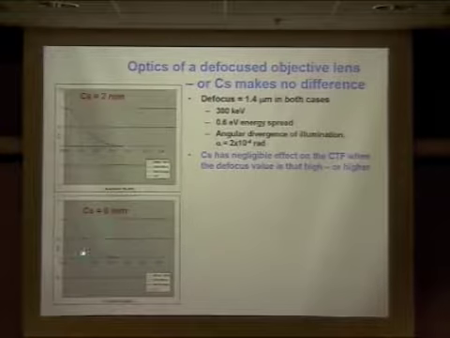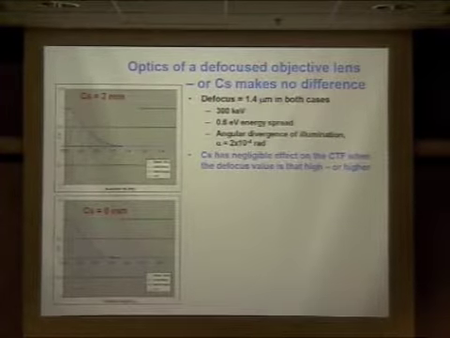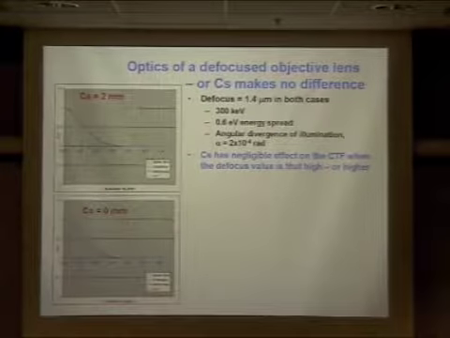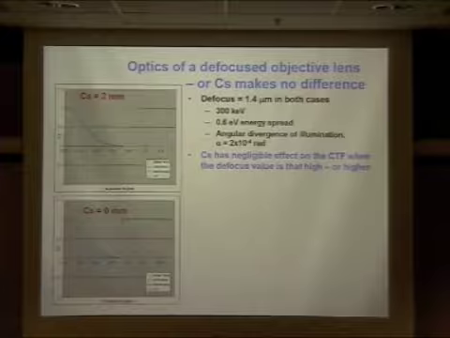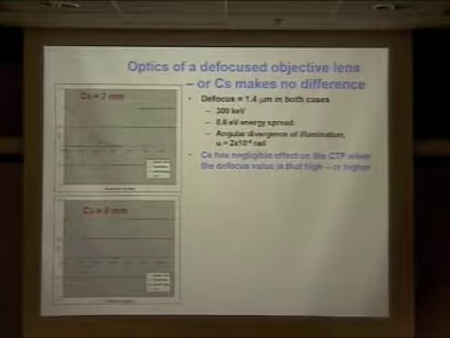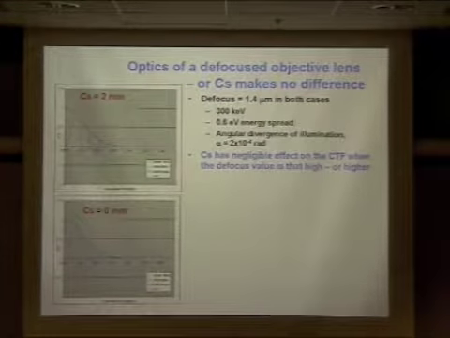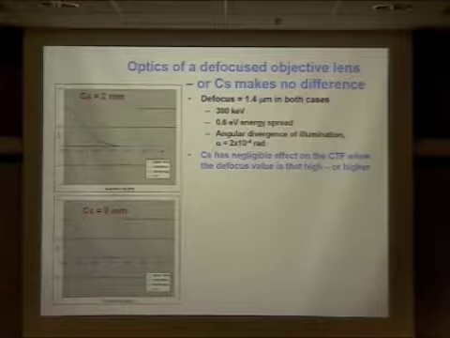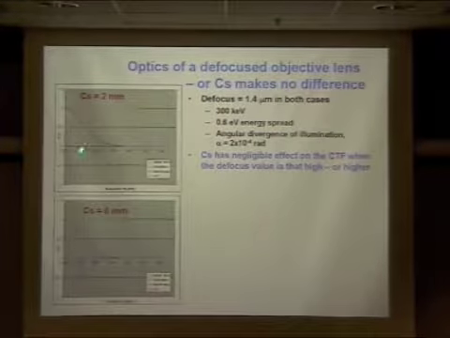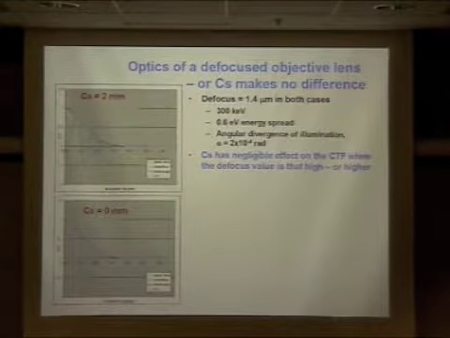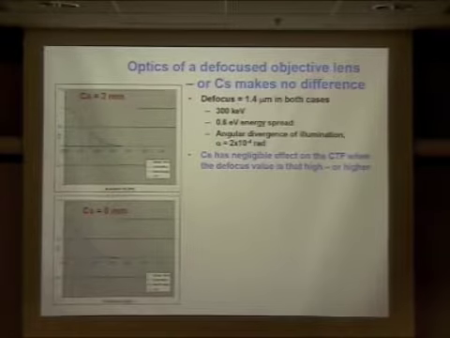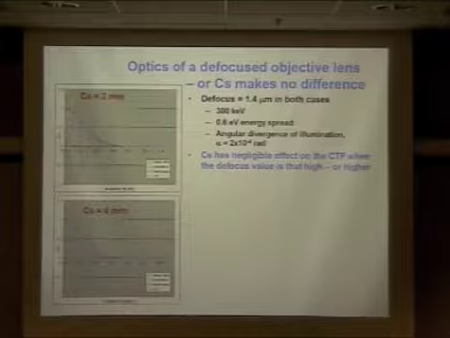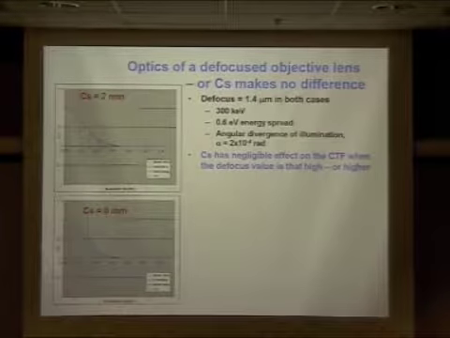CS correction, if you have to defocus enough to see your particle, is irrelevant. It's not going to do anything for you at all. It might cost you something in your grant. If you submit a grant proposal saying you want a CS corrector and you're going to defocus this much, be sure to declare that I have a conflict of interest as a reviewer. You don't want me to be a reviewer on that grant.